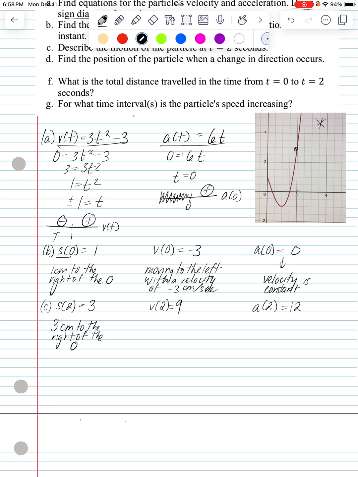Okay. The second is telling us that this particle is moving to the right with a velocity of 9 centimeters per second. And then the 12 is telling us, and when I'm looking at this 12, I'm looking at the fact that I'm seeing a positive here, and there's also a positive in terms of the velocity.